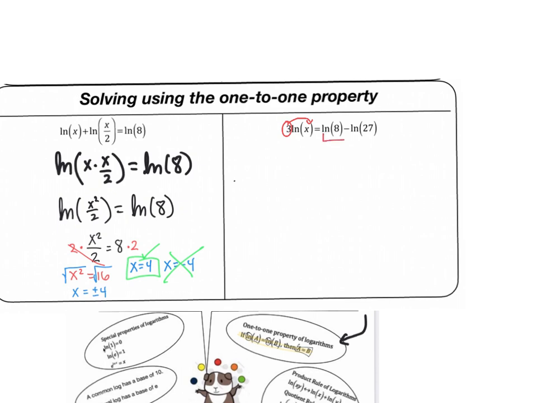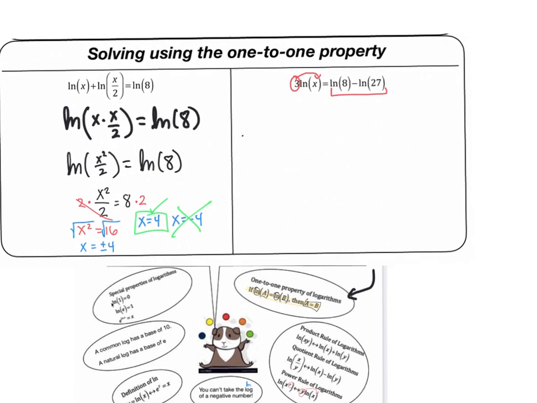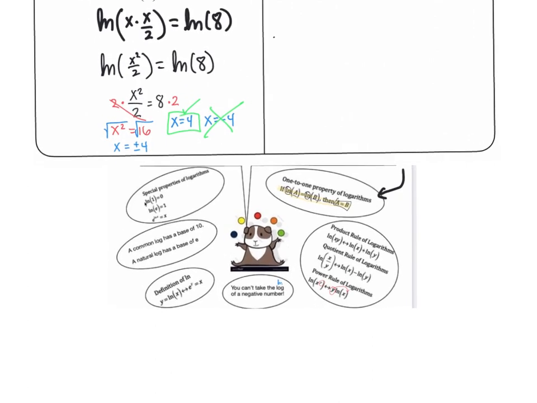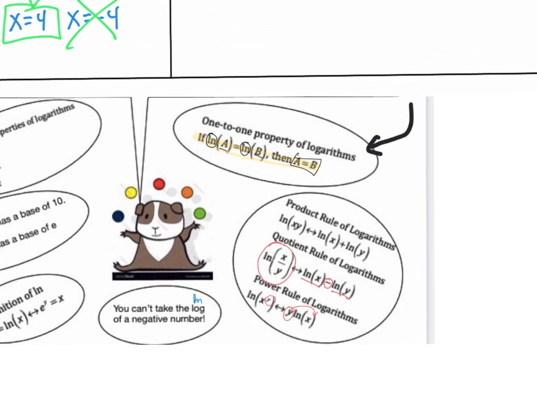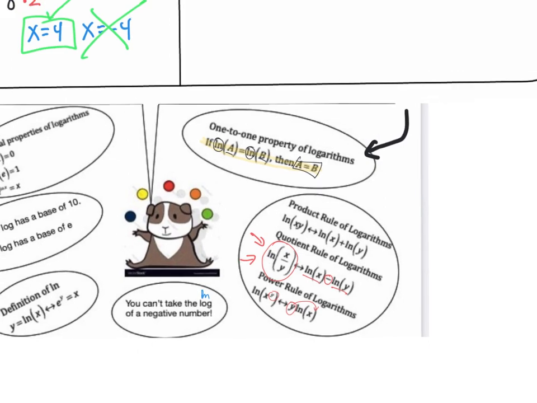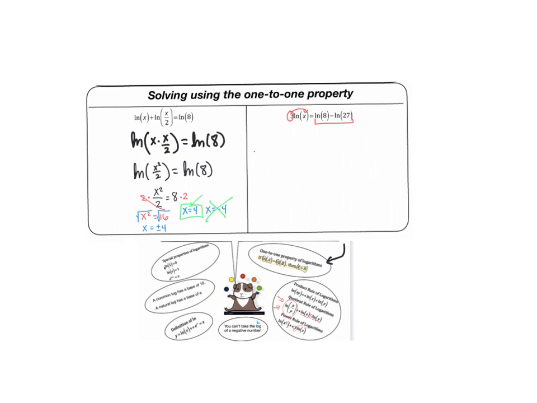And when we're looking at this, we have this business of a subtraction sign. So if we have the difference, I can take the difference of each one of those and turn it into a quotient. That combines it down to one log on that side, and that's going to be really important so we can apply the one-to-one property of logarithms. Okay, so here we go. I'm rewriting everything as the natural log of x to the third equals the natural log of 8 over 27.